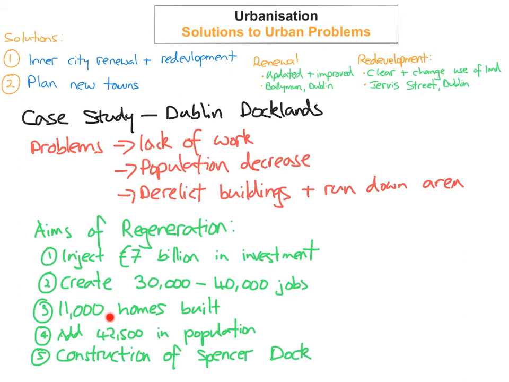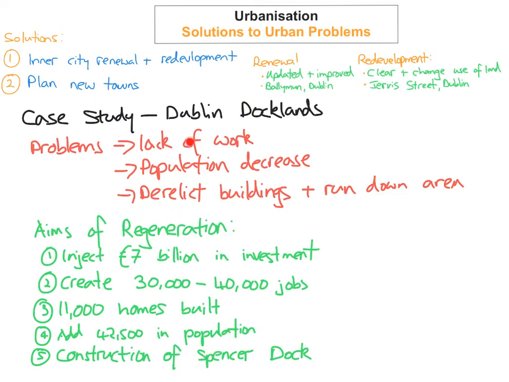They wanted to add 42,500 people extra in population, and this repopulation of the inner city is called infill development. It's when you fill in the area that was once maybe derelict with an additional population. So the additional population that's going to be added will be 42,500, and they wanted to construct the Spencer Dock, which would include the National Convention Centre and the U2 Tower.